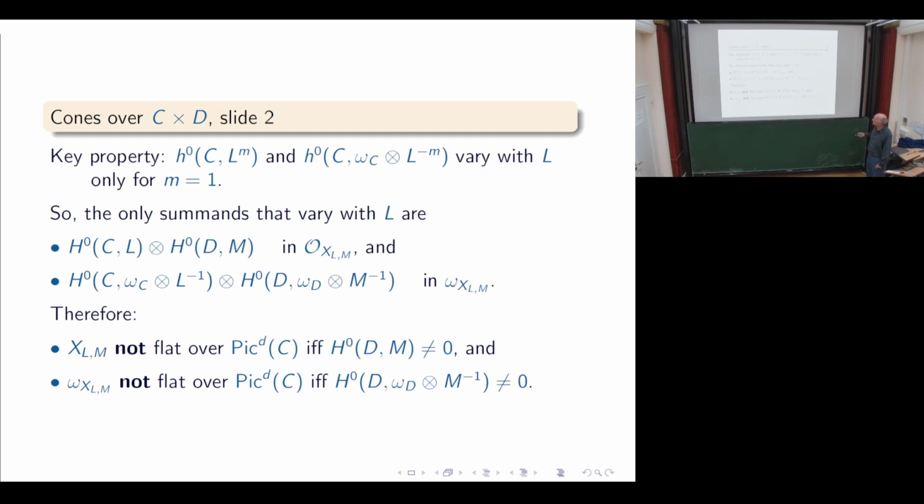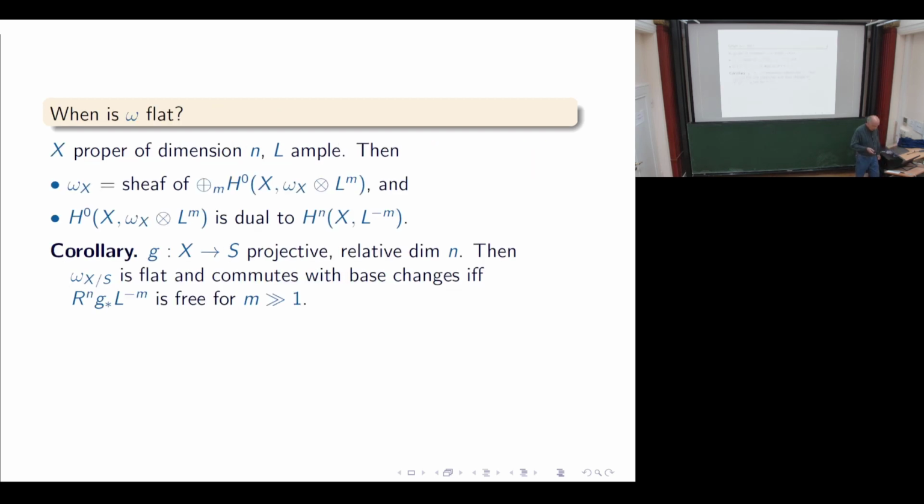And this is maybe the more surprising, and this will come into play for us. Okay, so to summarize what I already said, this is just an example. So when is the dualizing sheaf flat? If you start with a proper variety of dimension n, and L is ample, then this dualizing sheaf omega is just the sheaf associated to this graded ring, okay?